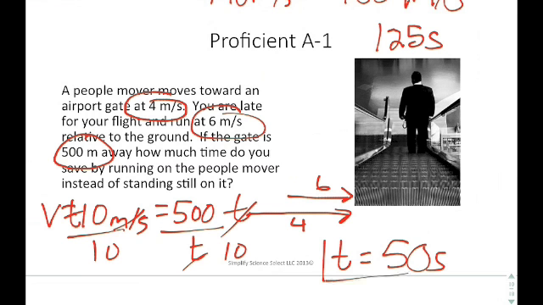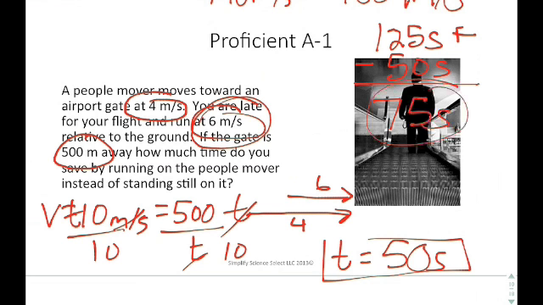So the only difference between these two situations is the fact that I'm moving relative to the people mover. And if you look at that, it actually cuts down my time quite a bit. Where it takes me 125 seconds standing still, it only takes me 50 seconds if I run, saving me 75 seconds, or almost a whole minute. Now that doesn't seem like a lot, but if you're running late for a particular gate, it makes sense to run.